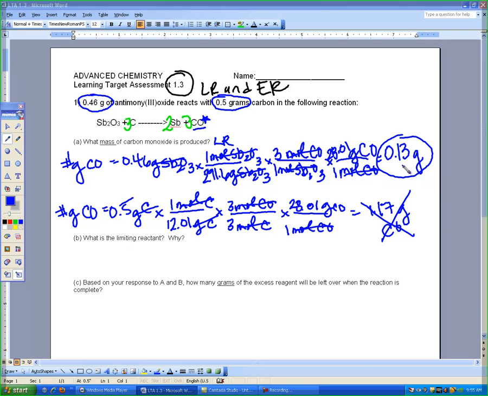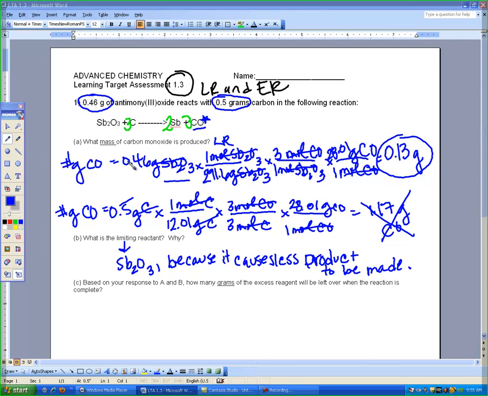So 0.13 grams is actually going to be made because it's limited by the amount of Sb2O3. So the limiting reactant is Sb2O3 because it causes less product to be made. Okay? So this is saying if I have 0.46 grams of Sb2O3 and enough carbon to do whatever I want, I can make at max this much. This is saying if I had 0.5 grams of carbon and enough Sb2O3 to do whatever I want, I can make at max 1.17 grams. So put those two together, you're going to make 0.13 grams. And that means you're going to have some C left over.